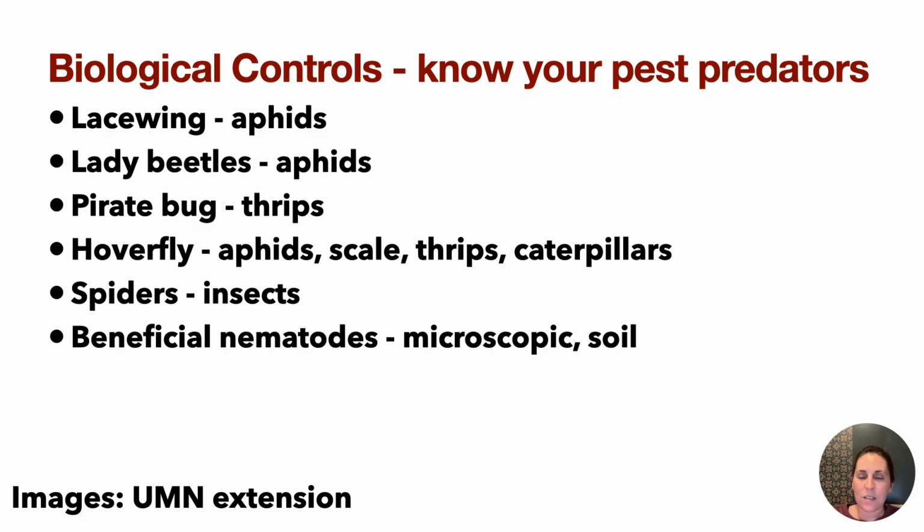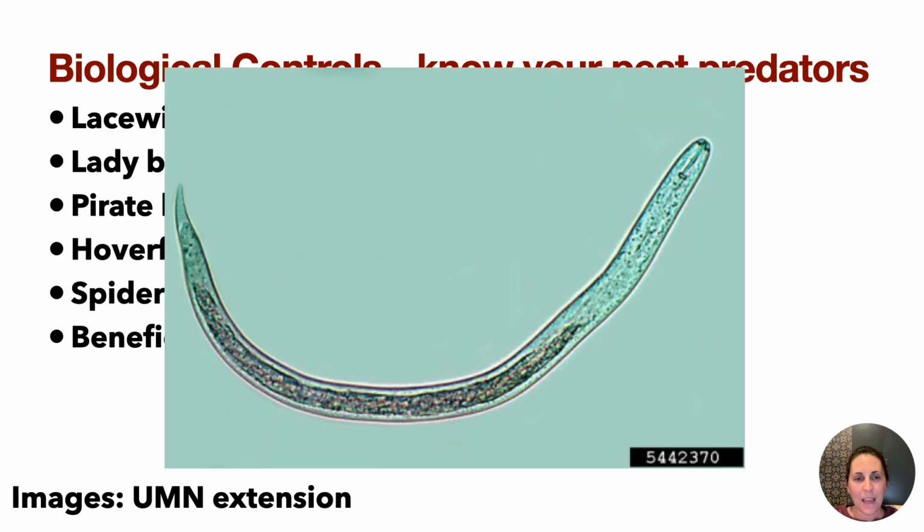So that's just another call for being careful about your insecticide and pesticide use, because it could also impact your beneficial bugs that are in your garden. And there is a microscopic view of a nematode. So basically, it looks like a little worm.